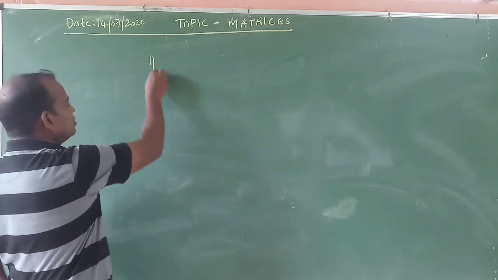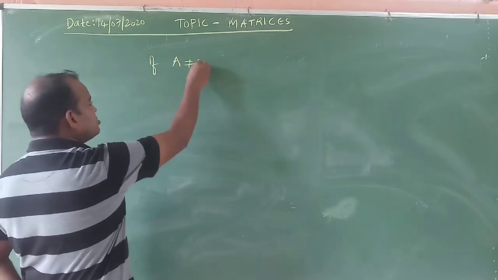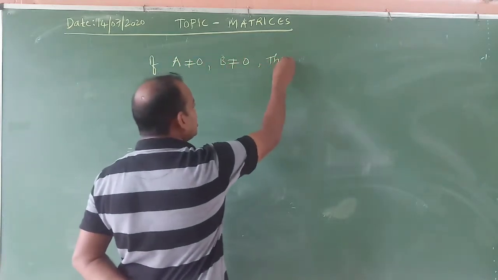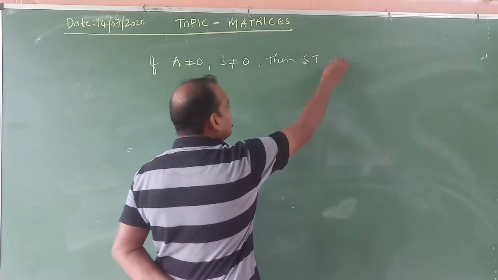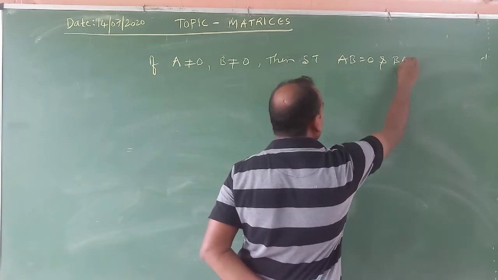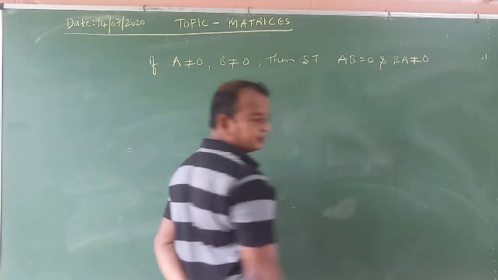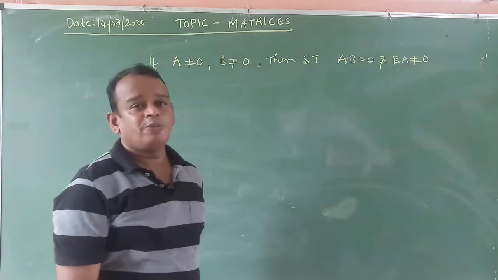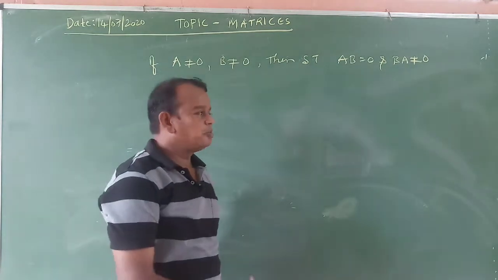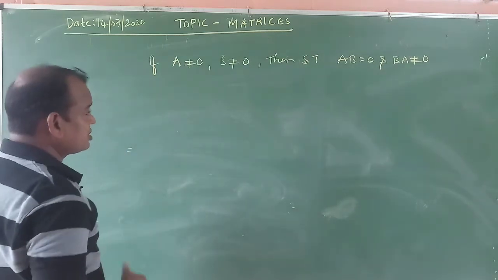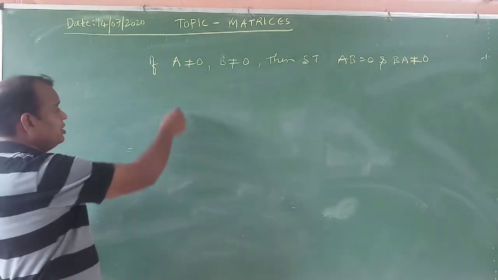If A not equal to 0, B not equal to 0, then show that AB is equal to 0 and BA not equal to 0. This is a very important topic from the examination point of view. Now take any two examples A and B.